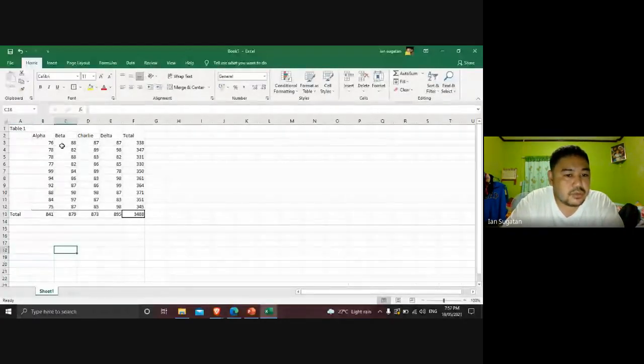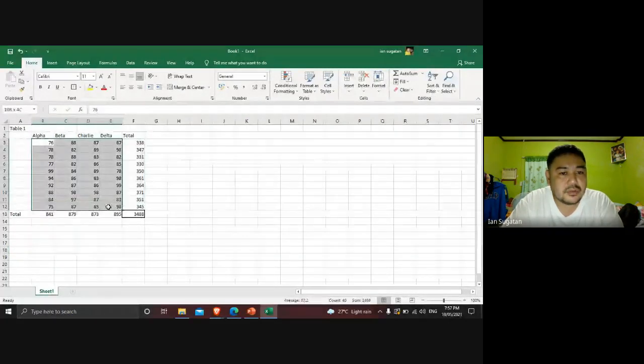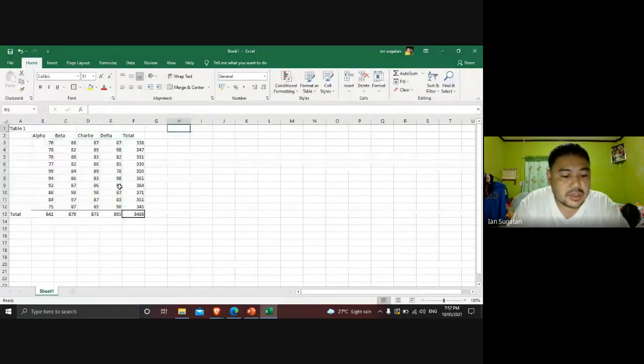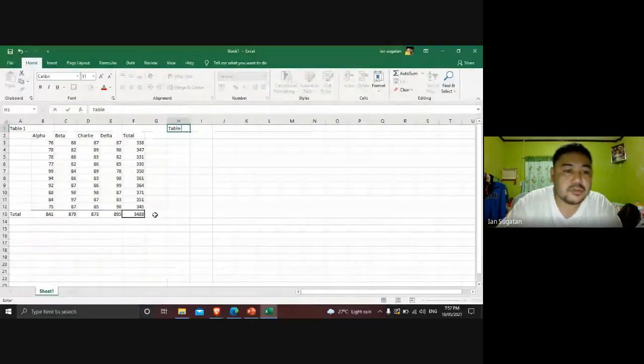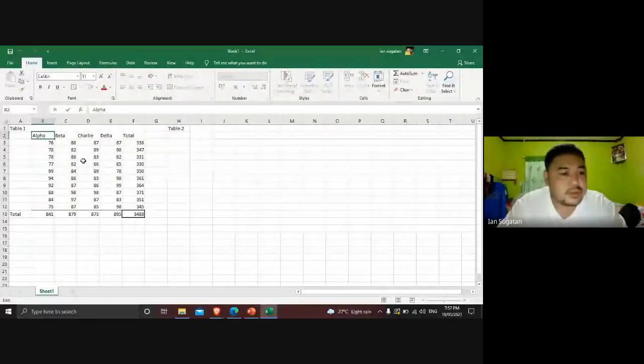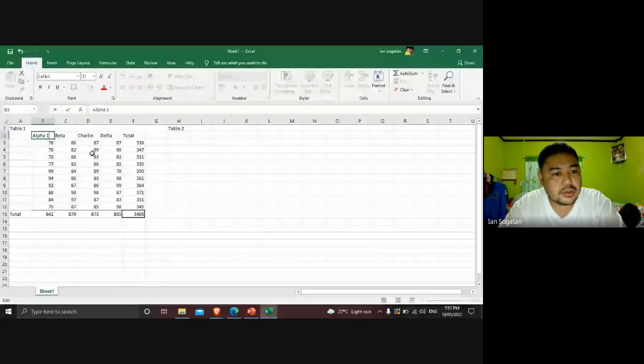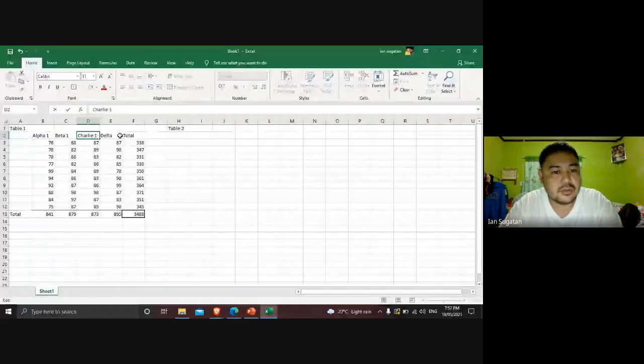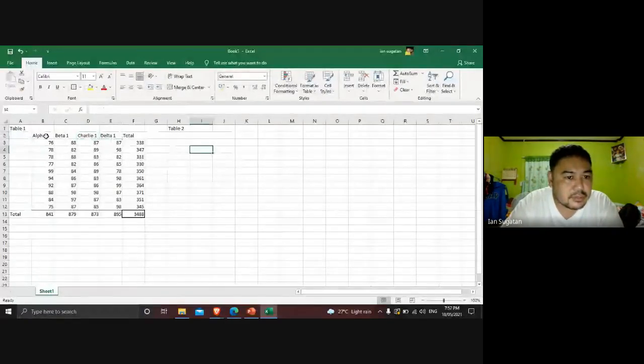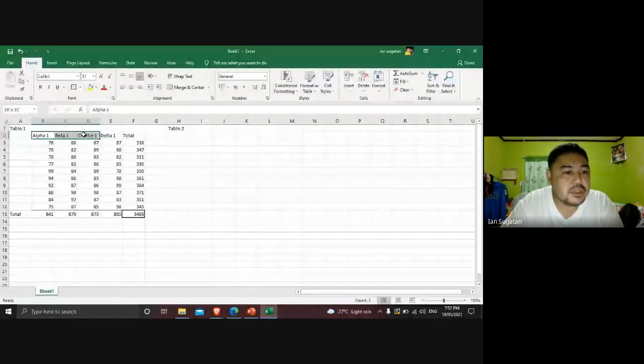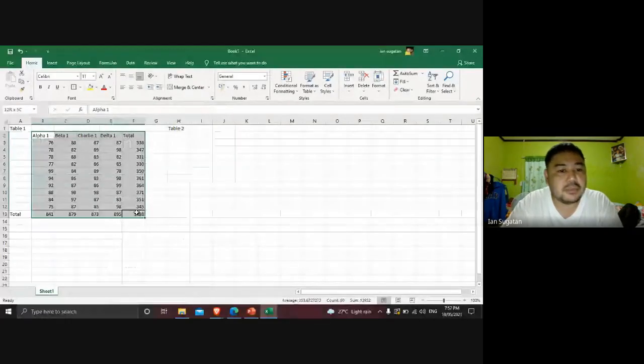In calculating your value, we will use table number 2. So we have to construct table 2 again. Comparing two variables. So this one, alpha 1, beta 1, Charlie 1, and delta 1. So most probably, guys, in table 2, I'll just copy-paste so we can see.